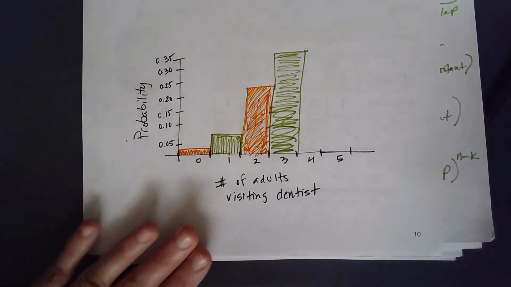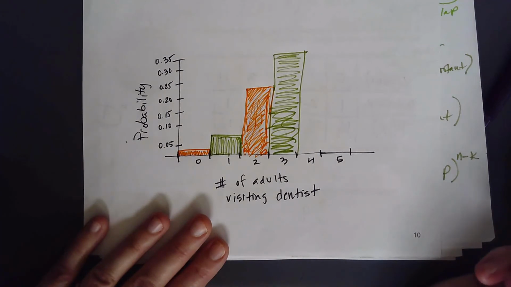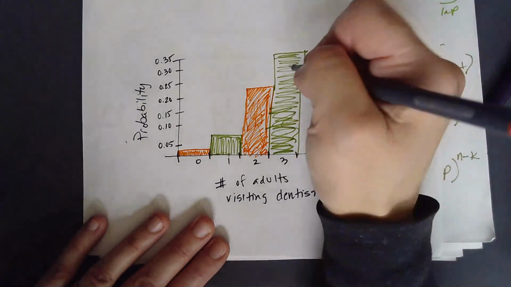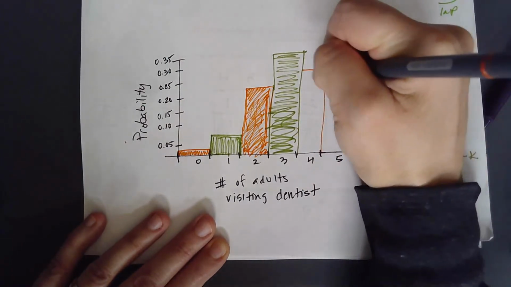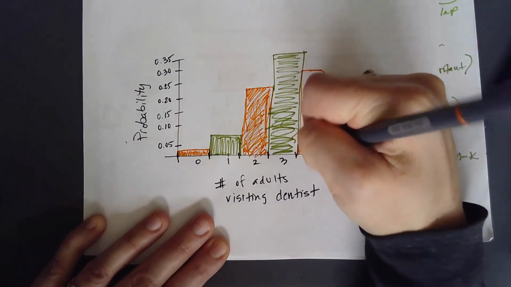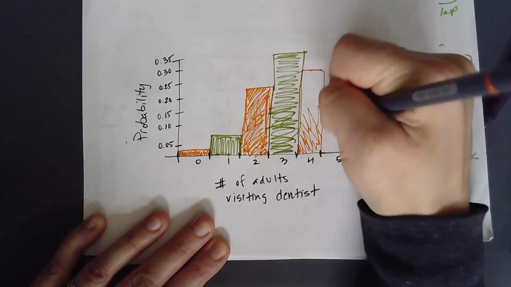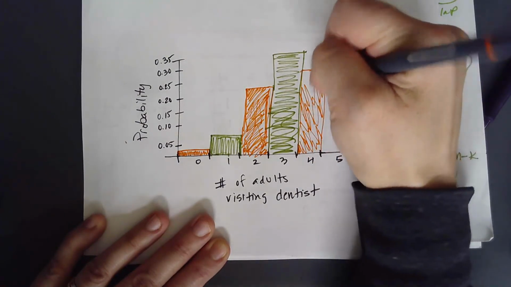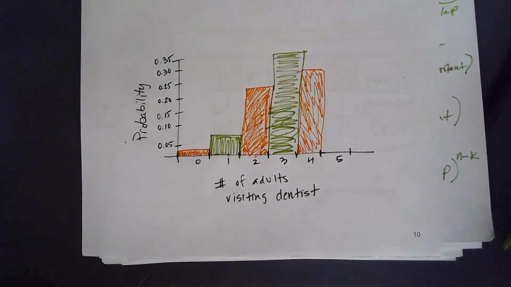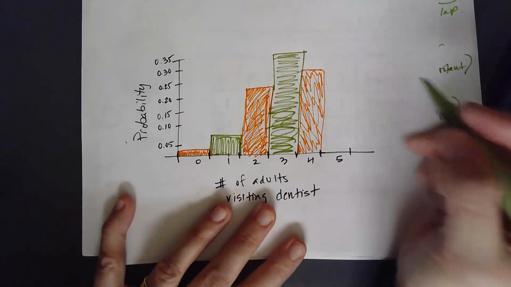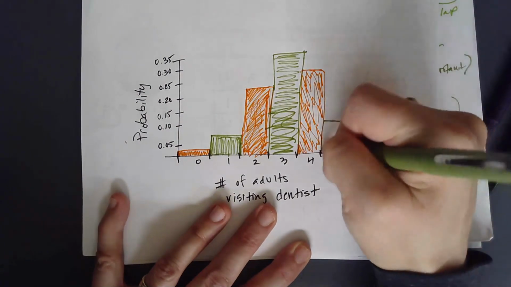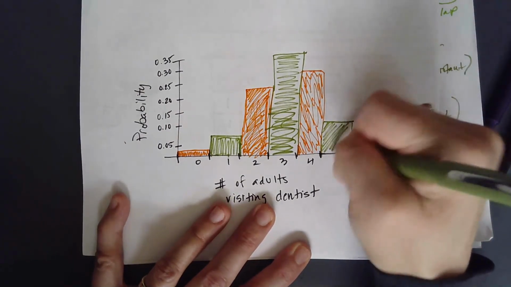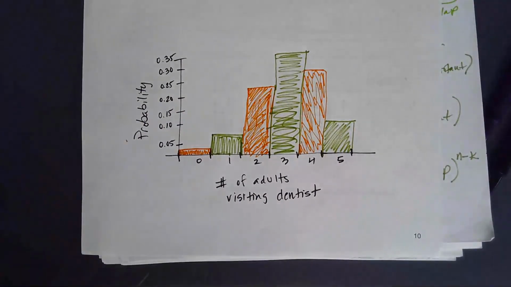Doesn't have to be perfect or anything. For 4, I got 0.28, which is maybe right about here. Again, obviously I'm estimating, it's not 100% perfect, but it's close enough. And then 5, I got 0.09, so that's about right here. All right, that's my beautiful histogram.